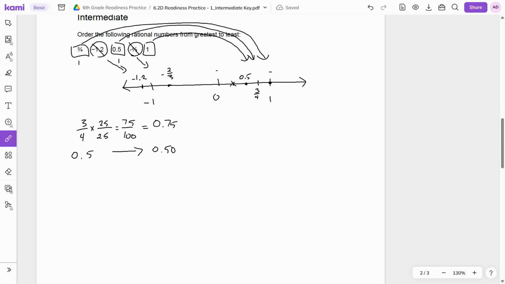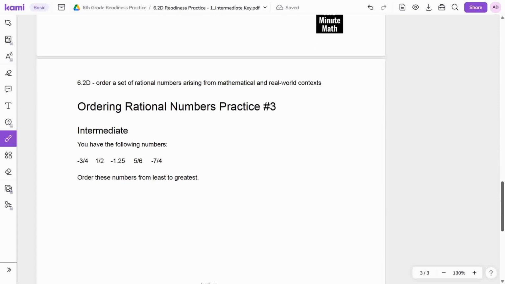Now we need it from greatest to least, so we're going to have to go from the largest back down. So I'm going to put G to L. And so my greatest was 1. And then I had my 3/4. Then I had my 0.5. And I got my two negatives. Next would be -2/3. And then finally the -1.2. So those are my numbers in order from greatest to least.